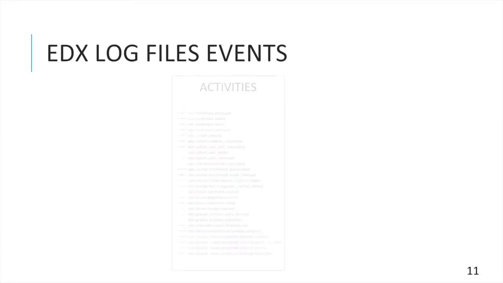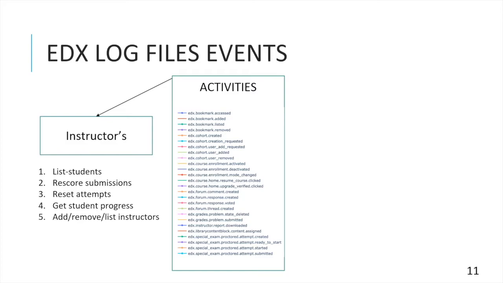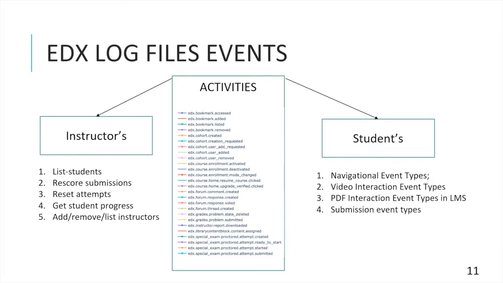Activity types of the logs can be divided into two groups. First, instructor activity types with such tasks as listing students, rescoring submissions, resetting attempts, getting students' progress, or adding and removing, listing instructors. And the second group is student activity type with such actions as navigation in the online course, interaction with videos or other resources on the e-learning platform, and submission of tests or homeworks.